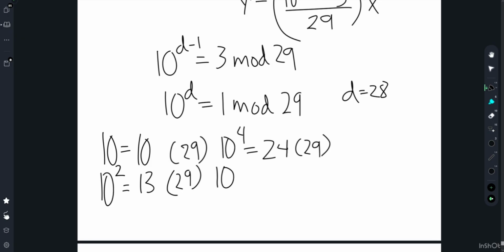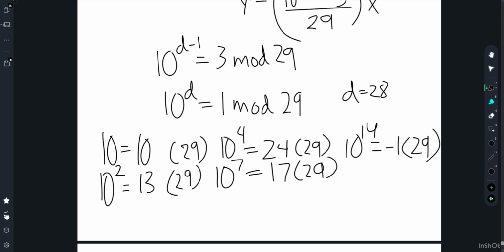10 to the 7th, we can multiply all three of these together. We got 240 times 13 is equal to 17 mod 29. And lastly, we can just square this. 289. 289 is obviously 1 less than 290. So 10 to the 14 is equal to negative 1 mod 29. So we know that d equals 28 is the smallest.